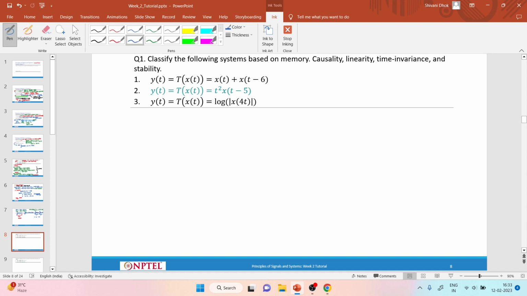So let us look at the next part of this question, where my system is given as t square x of t minus 5, where this x of t is the input. So this is the question that we are looking at. Now let us first look at causality and memorylessness. We observe this part, we can see that this is past dependency, which means that your system is not memoryless.